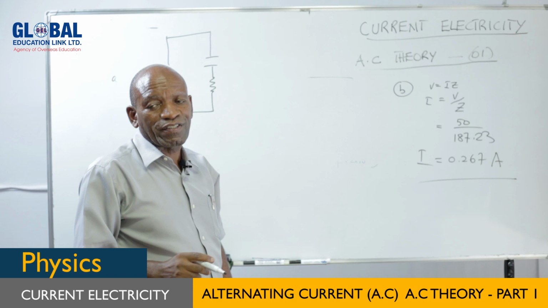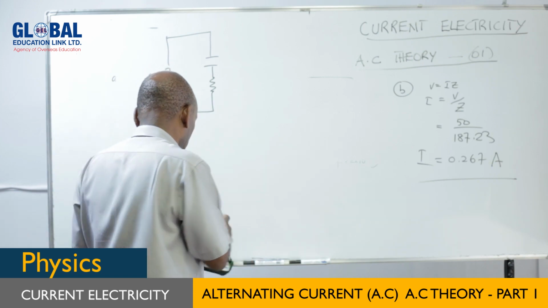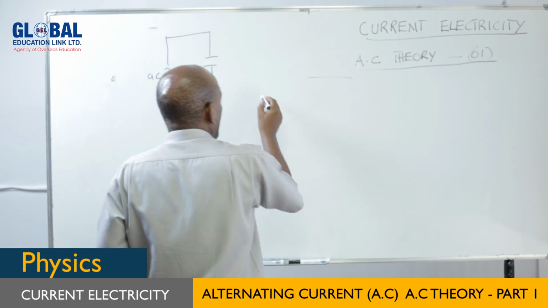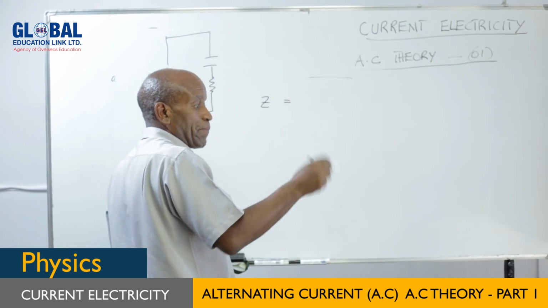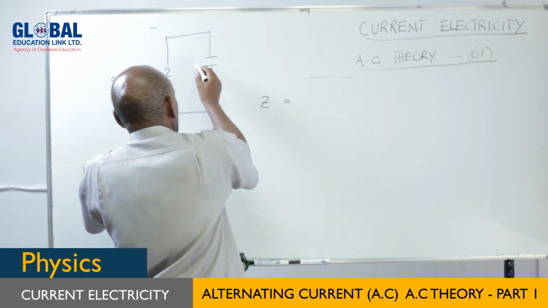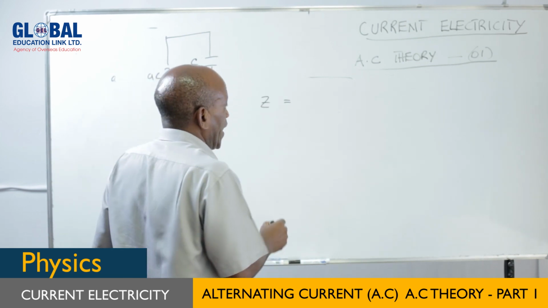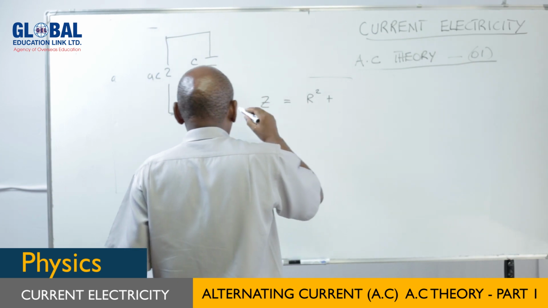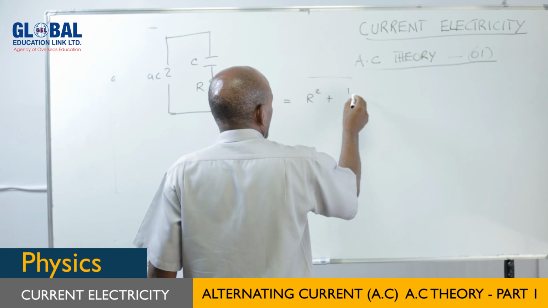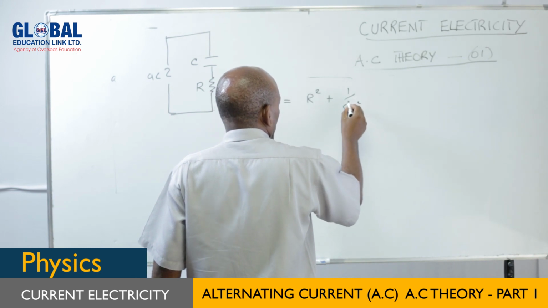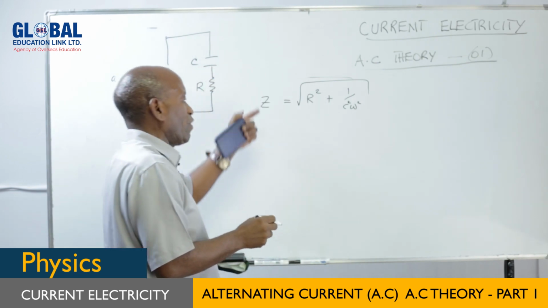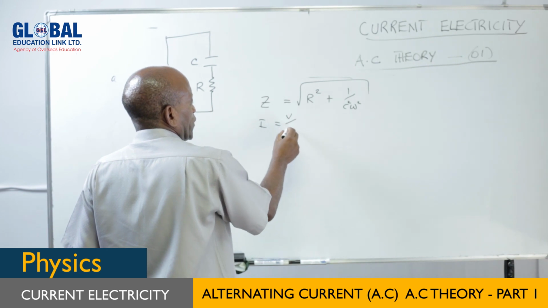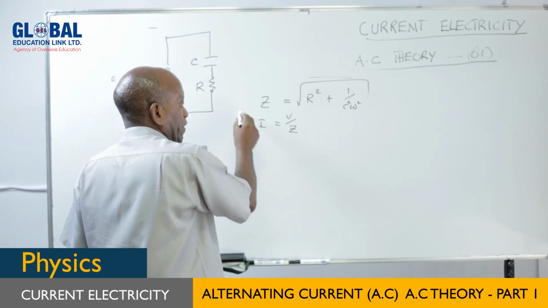To find the current flowing through the circuit, first of all, you need to determine the total impedance of the circuit. The impedance of the circuit due to a capacitor and a resistor is equal to the square root of R squared plus 1 over C omega squared. Whenever you have obtained this, you can get the current by taking the ratio of the voltage over the impedance. That is for part A.